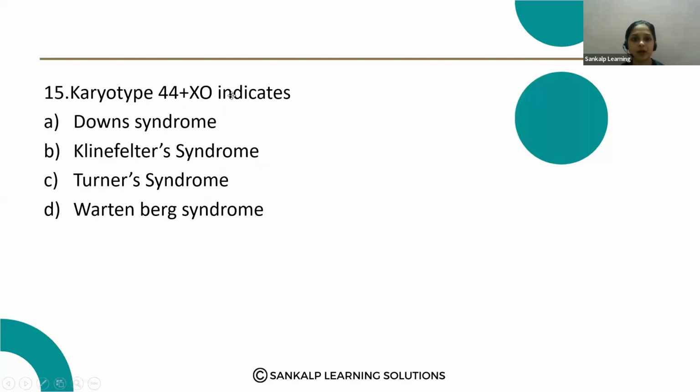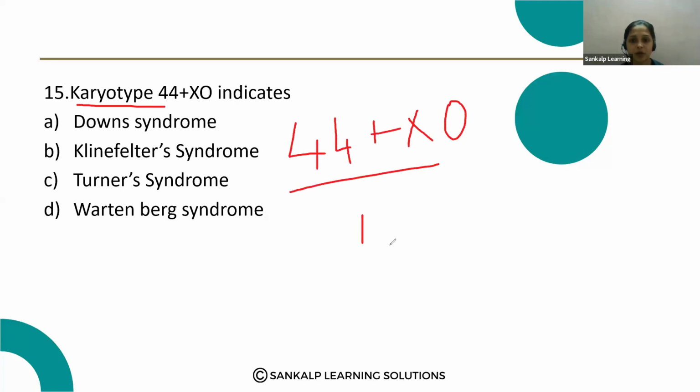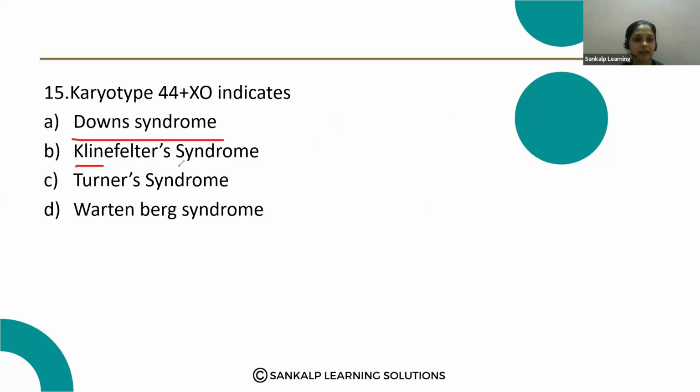Next question. Karyotype 44 plus X0. So total 45 chromosomes. So what does it indicate? Down syndrome, that is the 21st trisomy. Klinefelter syndrome, that is 47.